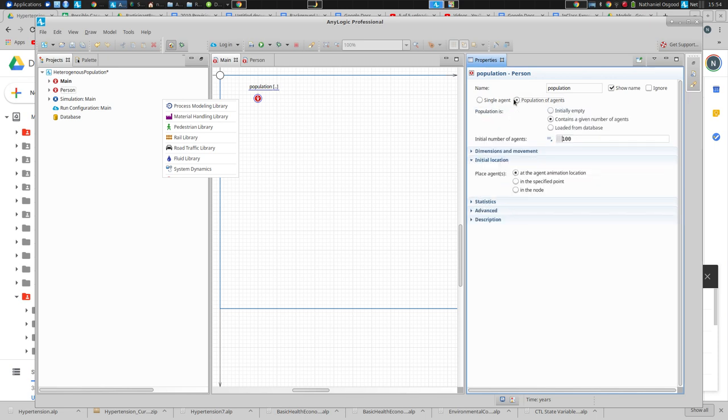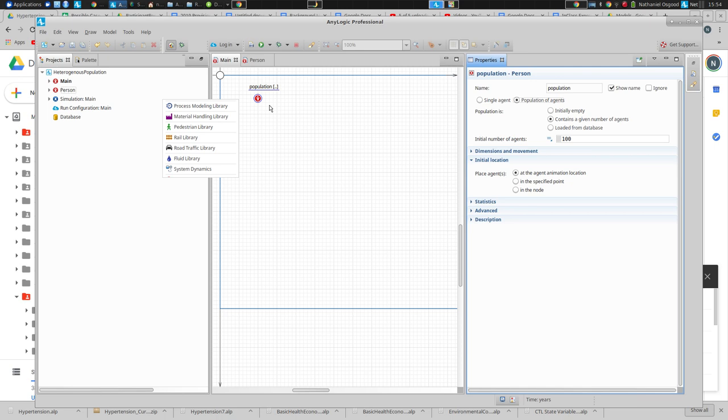Right now it was a single agent. I want to change it to a population of agents. For ease of showing this, I will leave it as a population with 100 agents. And it knows which agents they are because I drag from person.